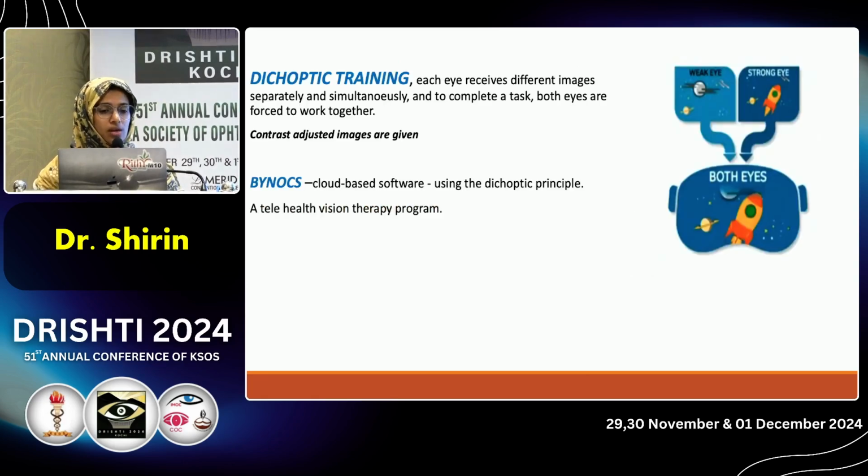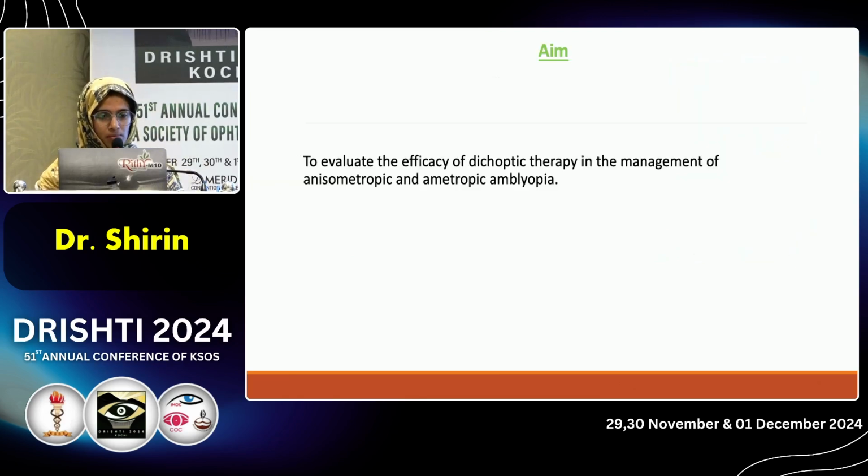Dichoptic training. In this, each eye receives a different stimulus separately and simultaneously, and to complete a task, both eyes are forced to work together. Here contrast adjusted images are given. The better eye receives an image with less contrast and the amblyopic eye receives an image with strong contrast. Binocs is a cloud-based software using the dichoptic principle used for the diagnosis and management of amblyopia. It can also be used as a telehealth vision therapy program.